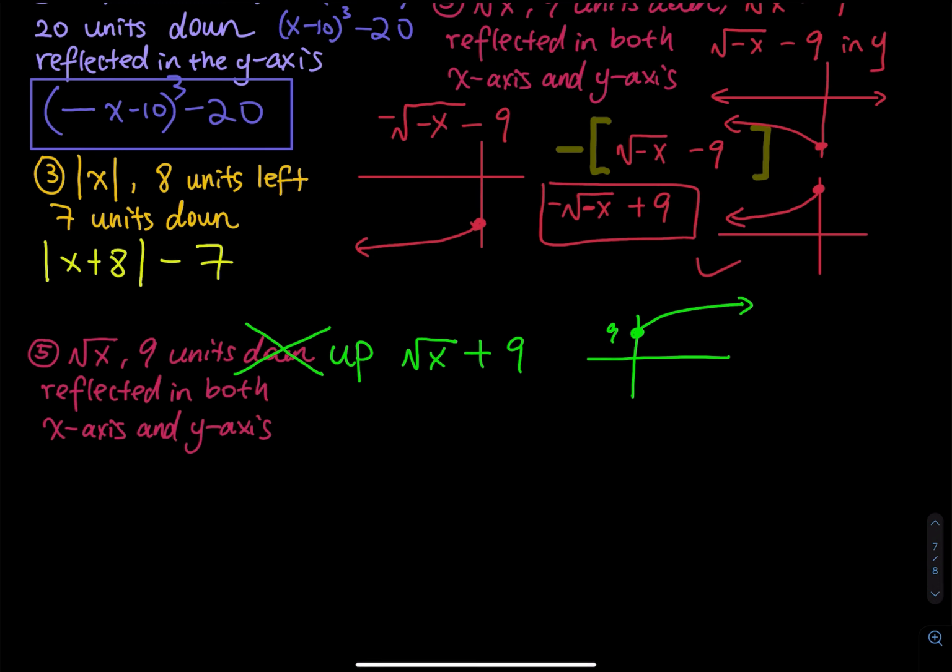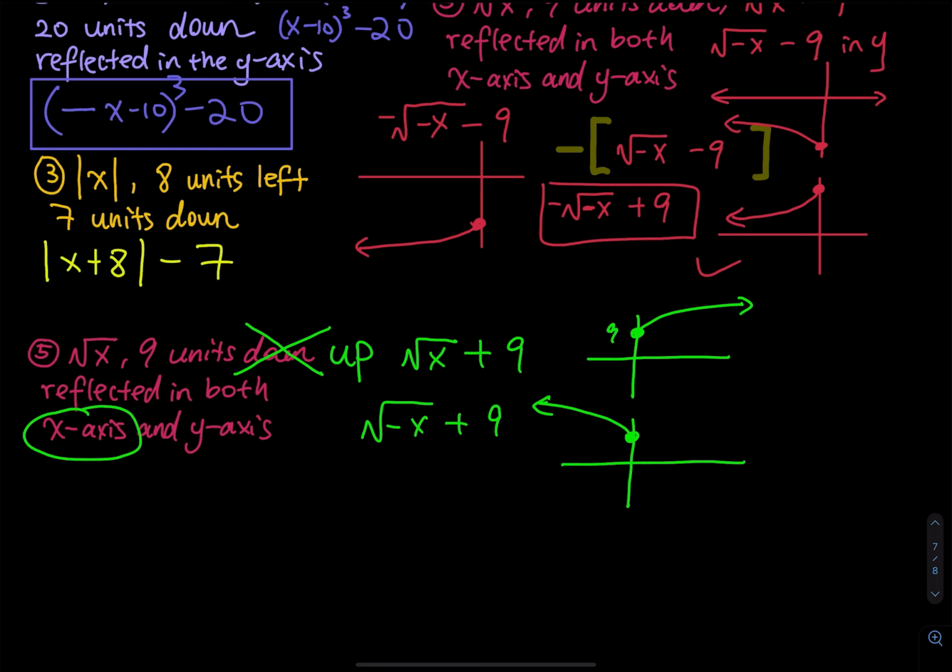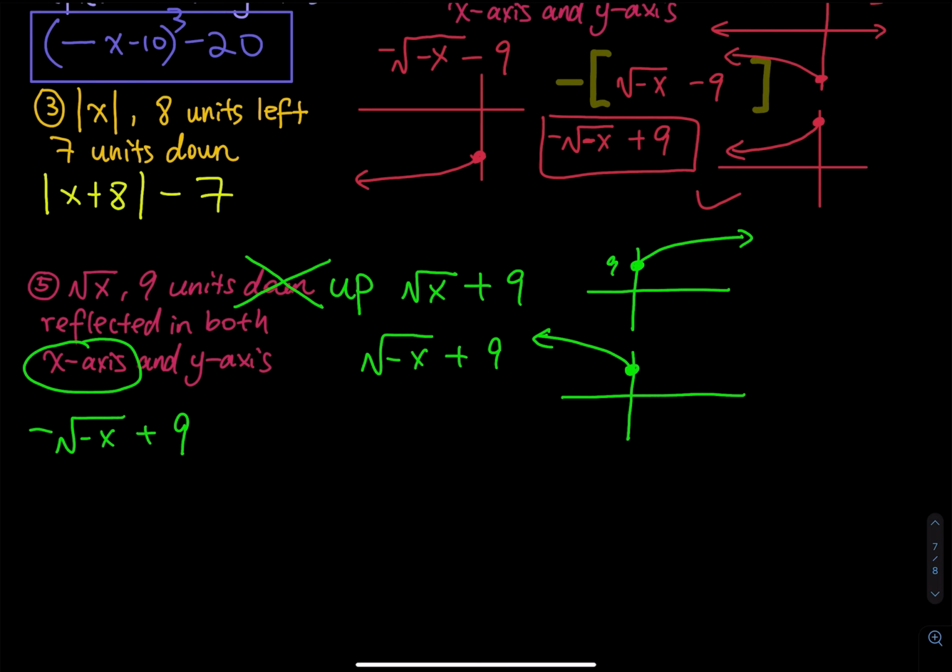And then reflection in the y-axis. Then what do you have? Square root of negative x plus 9, right? So now you have this. And then how about reflection in the x-axis? If for reflection in the x-axis you just add a negative in front of the square root, this is what you are going to get. Let me draw the graph first. It was this, right? But if you put a negative in front of the square root, that becomes this.